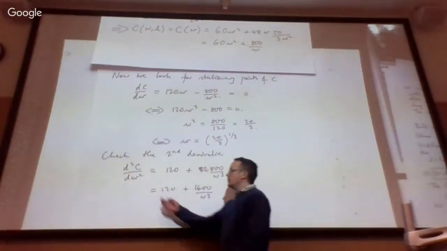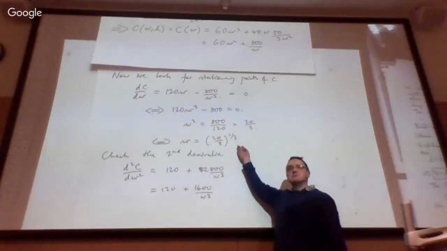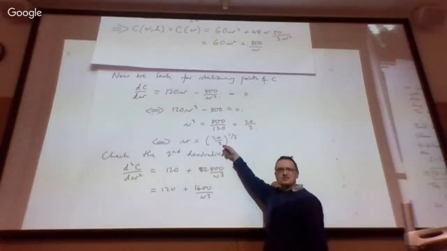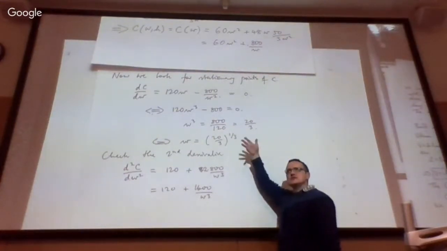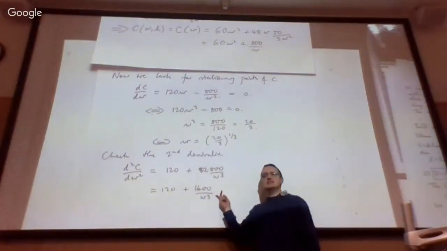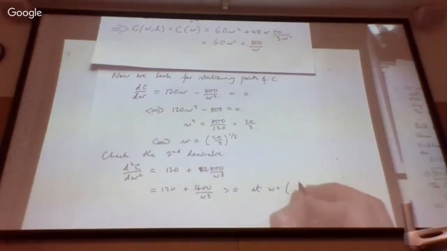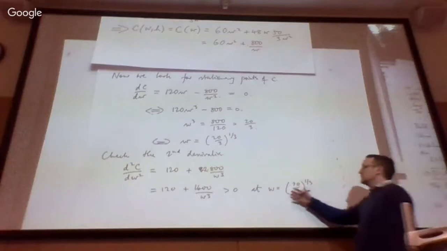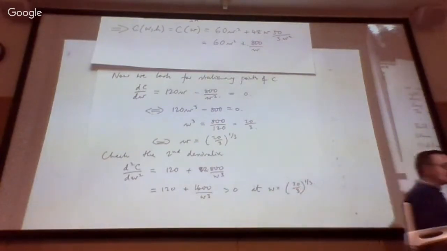Now remember, for classifying the point, we're interested in what sign this has when we evaluate it at the stationary point. Well, the stationary point is some positive number, approximately the cube root of 7, something a little bit over 1. Yeah, because the cube of 2 is 8. So w is between 1 and 2. So when you put it in here, the whole thing is certainly going to be positive. It might be negative at negative values of w, but you can't build a box with a negative width. So we have a positive second derivative.